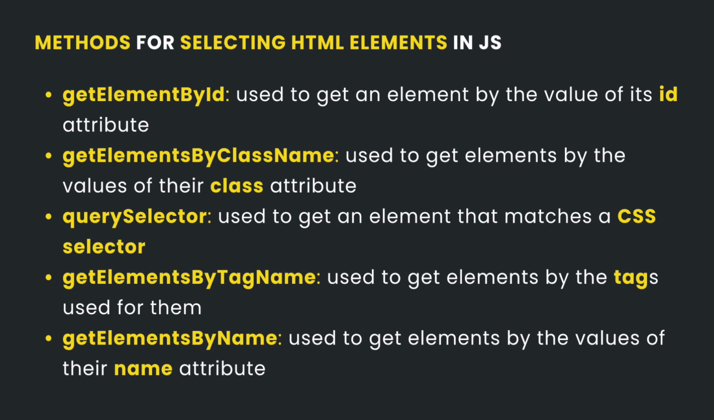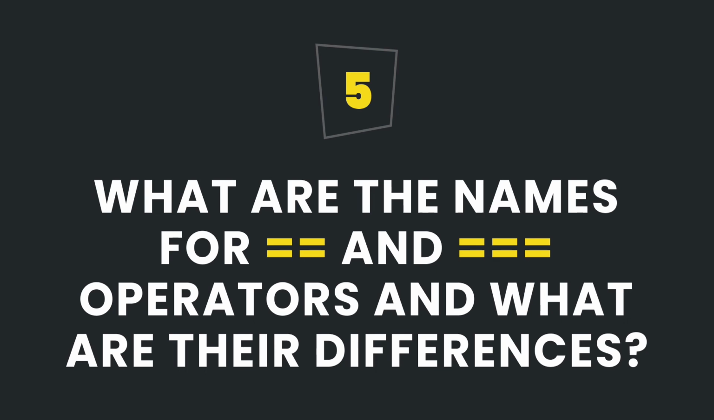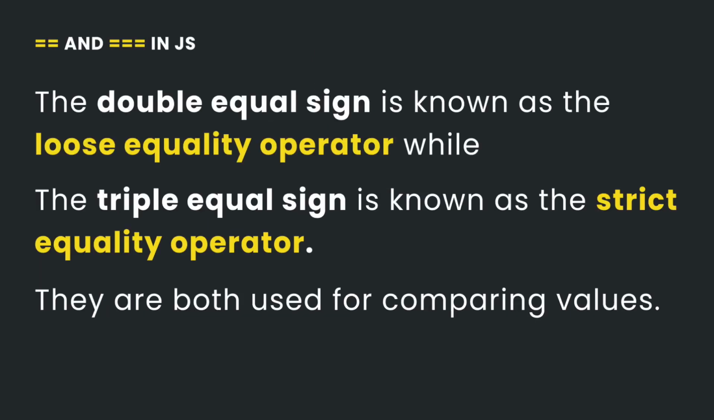And the last JavaScript question in this video, what is the name for double equals and triple equals, and what are the differences between these operators? Double equals is known as a loose equality operator, while triple equals is known as a strict equality operator. Both operators are used for comparing values, but what are the differences?